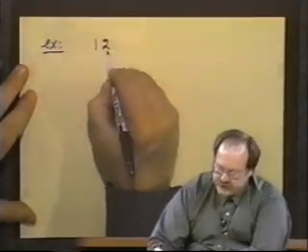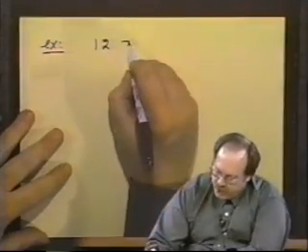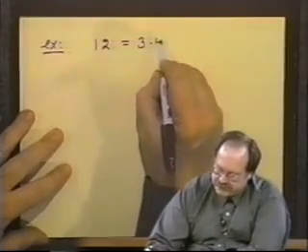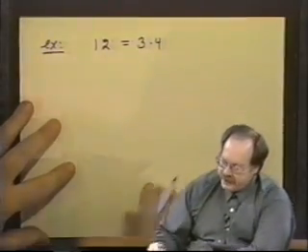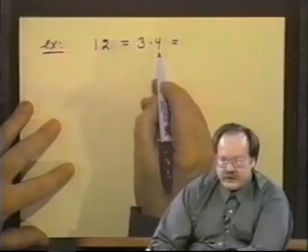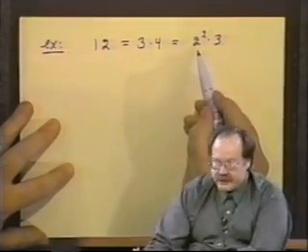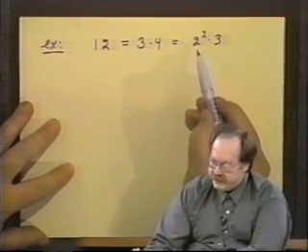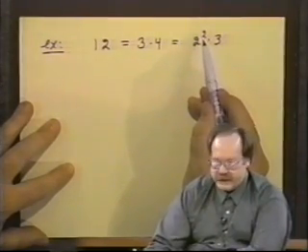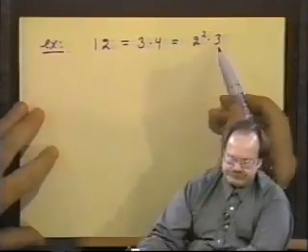Let me take the number I mentioned a moment ago, 12. 12, as you know, can be written as 3 times 4. That may be the first thing that comes to mind. But 4 can be written as 2 squared. So this can be written as 2 squared times 3. Now 2 is a prime number, 2 to a power. This is 2 times 2. That's what the 2 up there means. And 3 is another prime number.